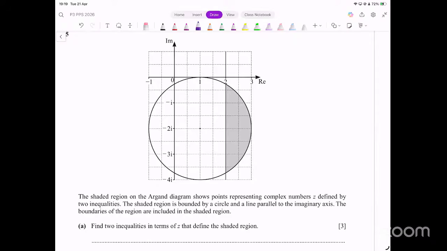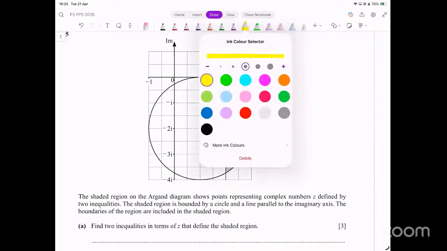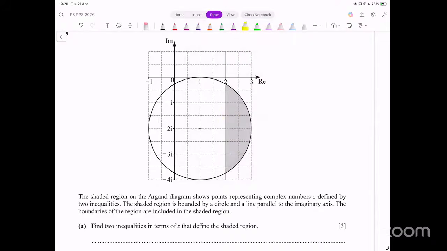Let's start with this one. Question number 5 from this paper. It says the shaded region on the Argand diagram shows points representing complex numbers z defined by two inequalities. The shaded region is bounded by a circle and a line parallel to the imaginary axis. So there's a vertical line and there's the circle. The shaded region is to the right of this vertical line and inside the circle.